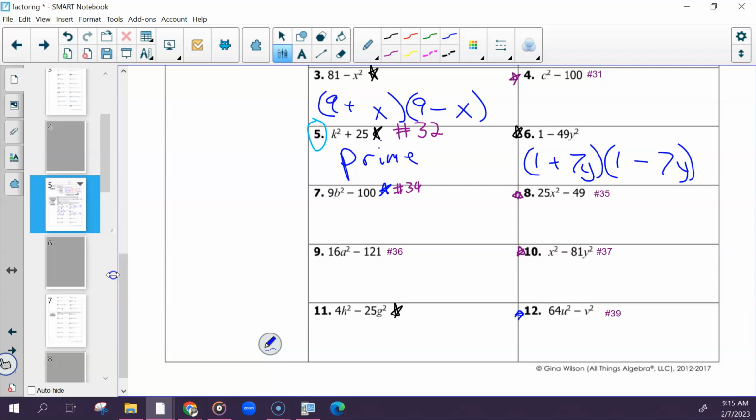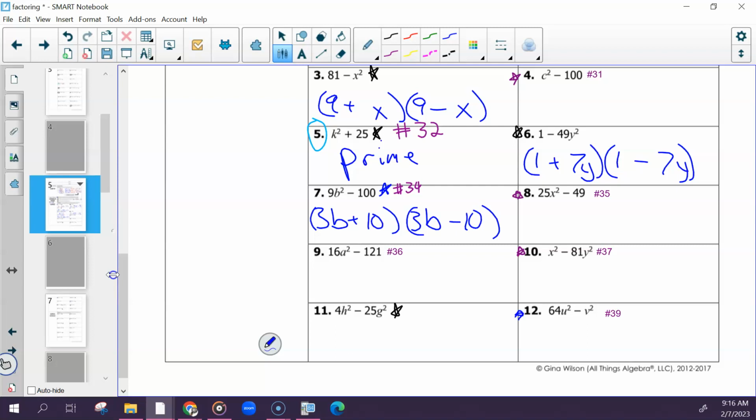What would our factors for 7 be? Think about what times what will give you 9, what times what will give you b squared, what times what will give you 100. 3 times 3 gives you 9. So then your factors would be 3b plus 10 and 3b minus 10.